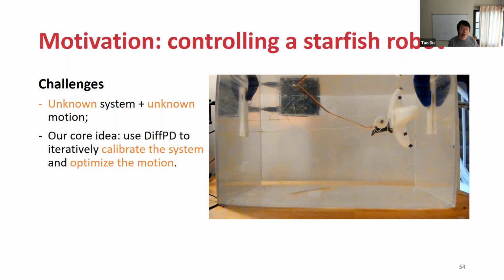Our idea in this paper is to leverage differentiable simulation, and specifically the gradient information from a differentiable simulator, to iteratively calibrate the system and optimize the motion. So we are alternating between solving the system and solving the motion. Eventually, our goal is to come up with an accurate underlying dynamic model of the robot, as well as an optimal controller that could be used both in simulation and in real-life experiments.